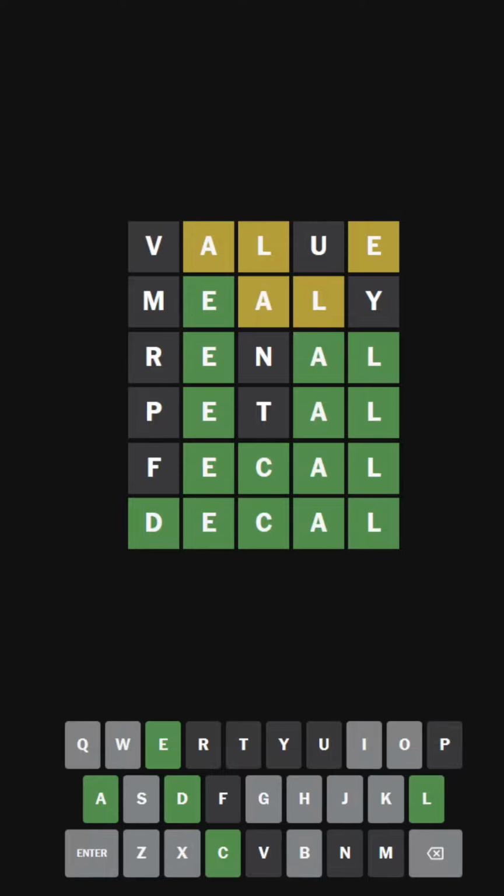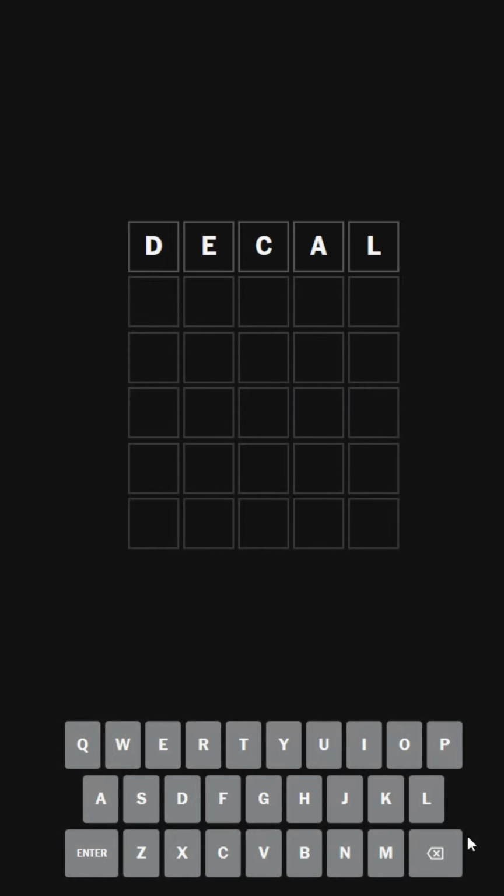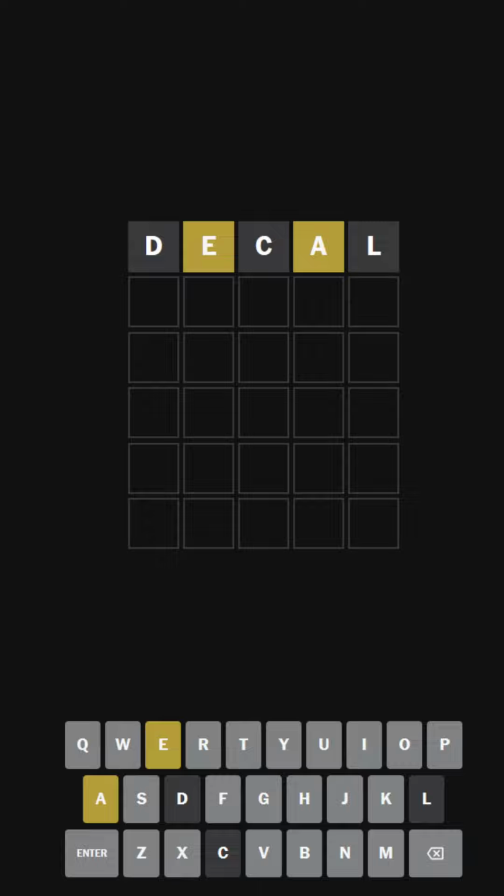Today, we're going to do the Wordle for the 6th of May, 2024. We're going to be doing Wordle 1052 today, and as always, we're going to be starting with the essay solution word, in this case, the word decal. We have an E and an A. That terrifies me, so let's not put them in the obvious positions.